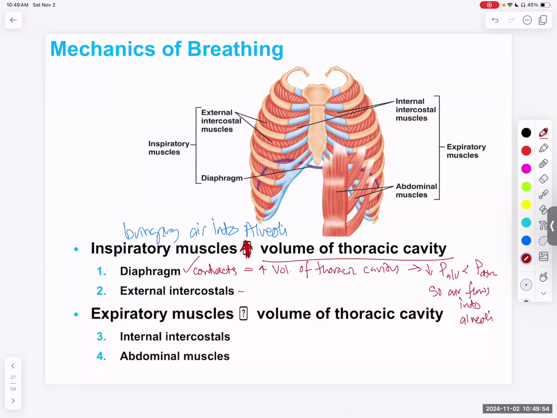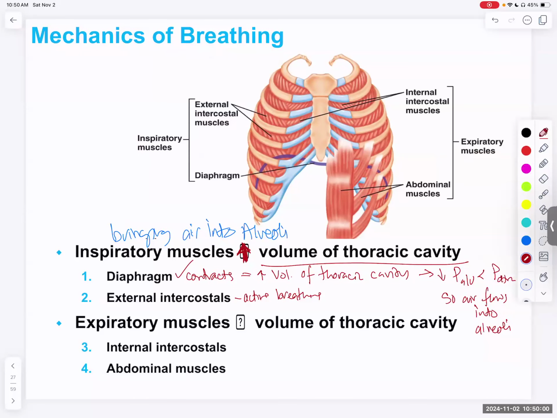If we want active breathing, then we can use the external intercostals. They pull the ribs out, and it can even expand the thoracic cavity to be wider and the diaphragm is down. So now we've really created an expanded thoracic cavity.